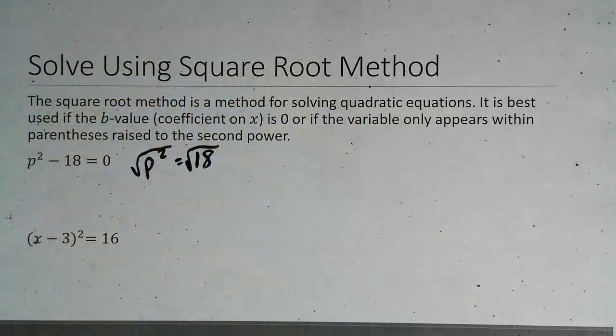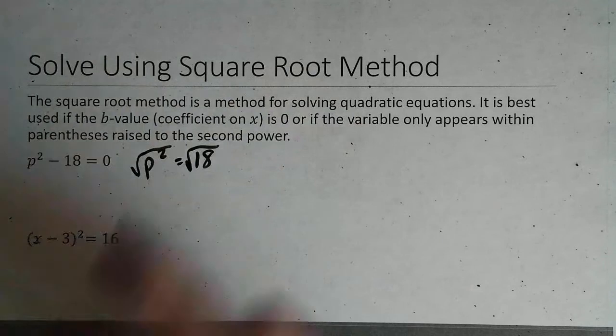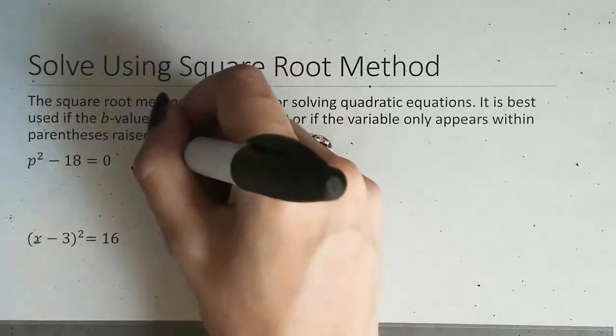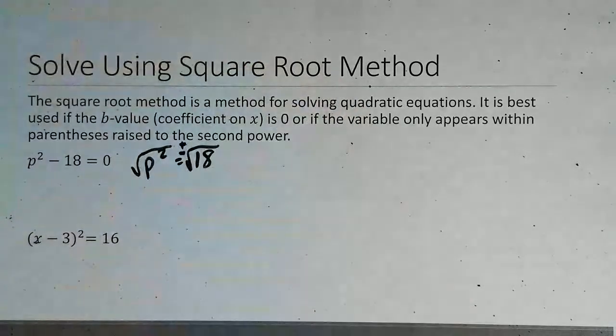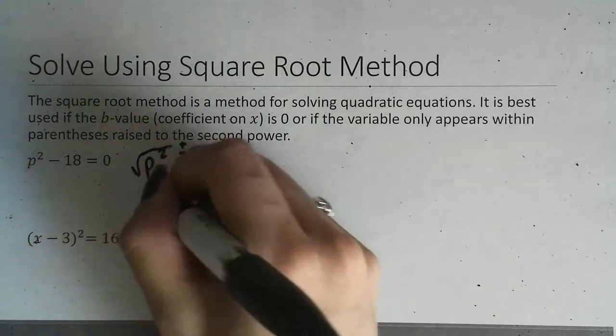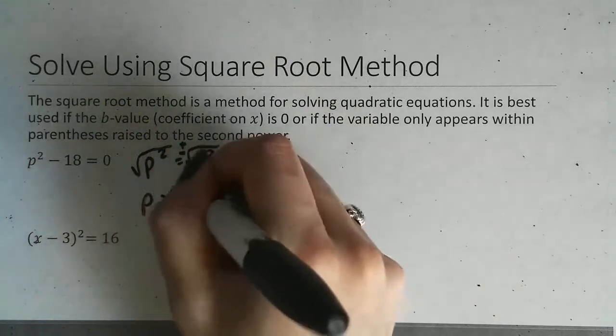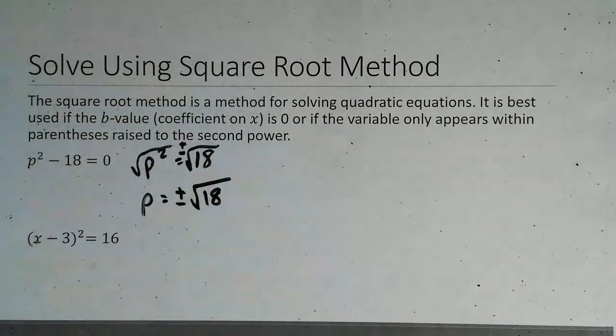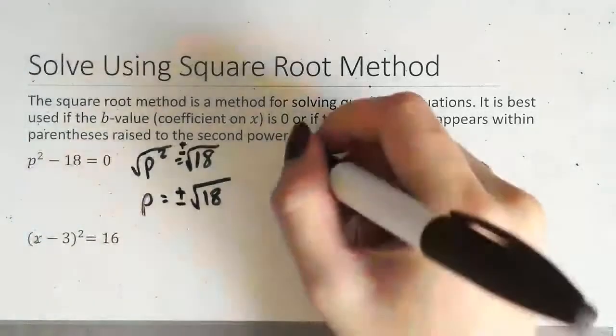But if you ever take the square root of both sides of an equation, you need to put a plus or minus sign in front of the side that doesn't have the variable. The square root of p squared is just p, and that's going to be plus or minus the square root of 18. We just need to see if we can simplify the square root of 18 at all.